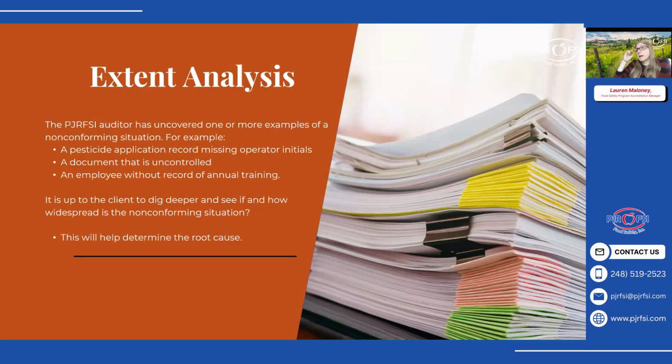Like I said, for that extent analysis, some other examples are that the auditor identified a pesticide record without the operator's initials. Maybe they just looked at a few different pages, but is that never being filled out? Is it only not being filled out by one operator, while other operators are initialing? Or you found one document that was uncontrolled during the audit. Maybe there are multiple documents where the wrong version of the forms is being used.